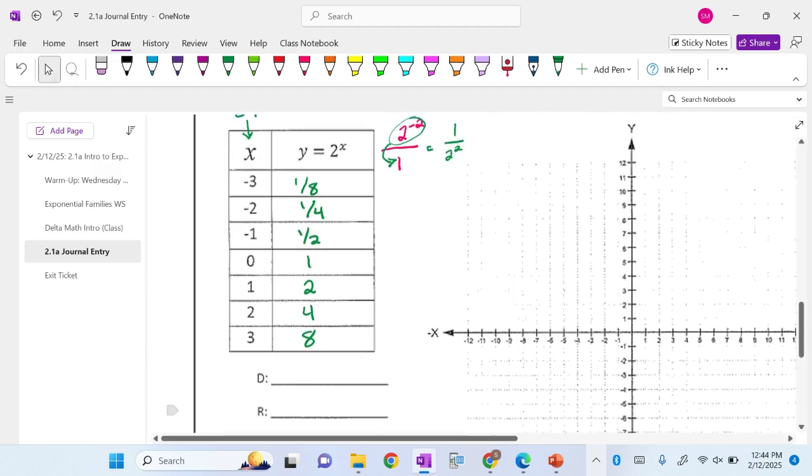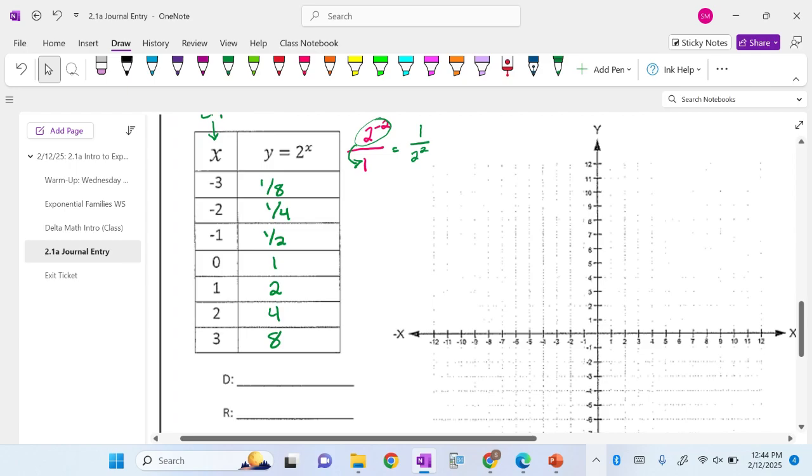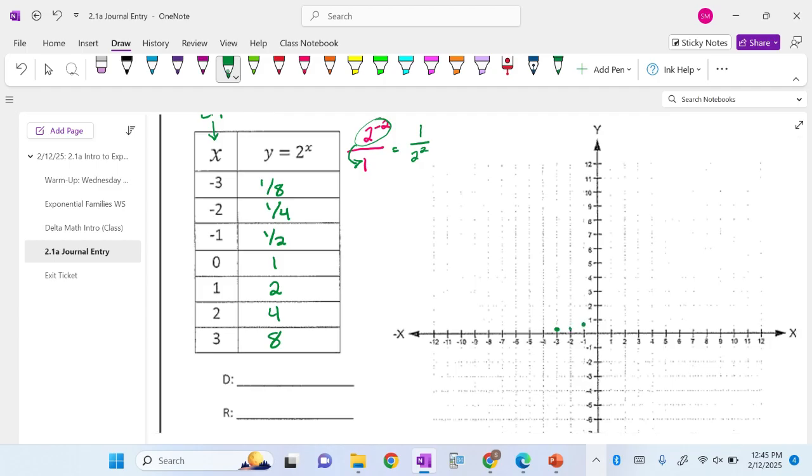Now, I'm going to do a very quick sketch graphing these points. So I got negative 3 at 1/8, negative 2 at 1/4, negative 1 at 1/2, 0 at 1, 1 at 2, 2 at 4. So my graph will look something like this.